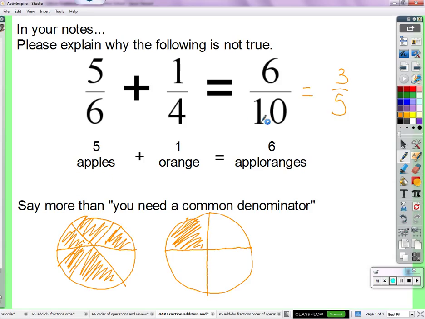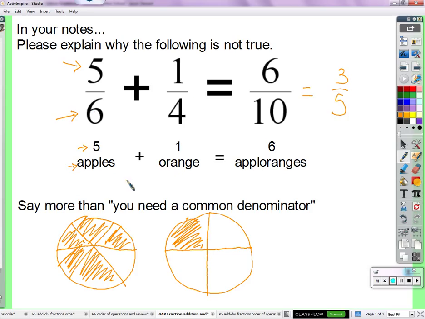Point here being, when we say 5/6 plus 1/4 is 6/10, we're just making it up. We're adding two things that don't go together, and we're making up a thing to call it. This is how many you have. This is what it is. Sixths are different from fourths, just like apples are different from oranges.